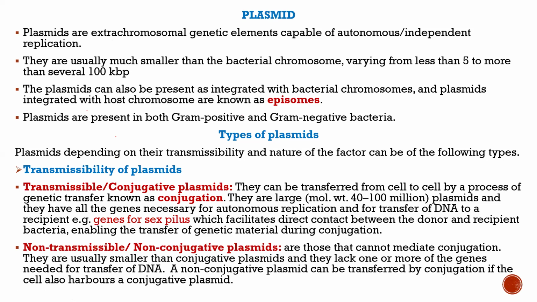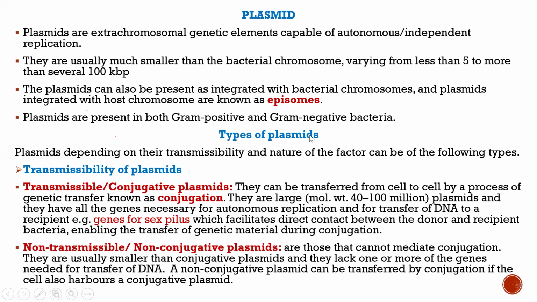They are not found on the bacteriophage. They are found in the bacterial cell. They are usually much smaller than the bacterial chromosome, varying from less than 5 to more than several hundred kilobase pairs. So the plasmids can also be present as integrated with the bacterial chromosome. Plasmids integrated with host chromosomes are known as episomes. They are present in both gram-positive and gram-negative bacteria.